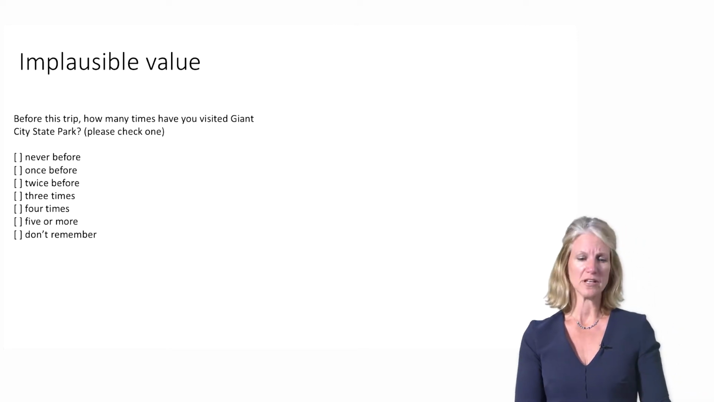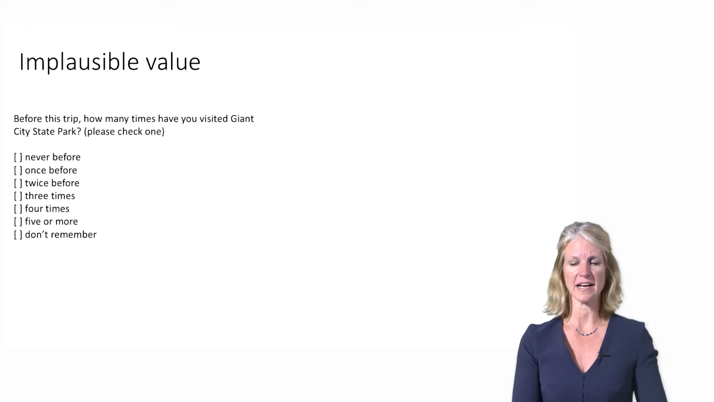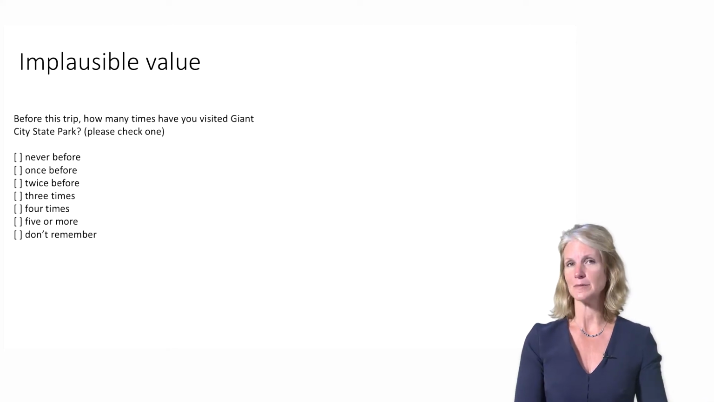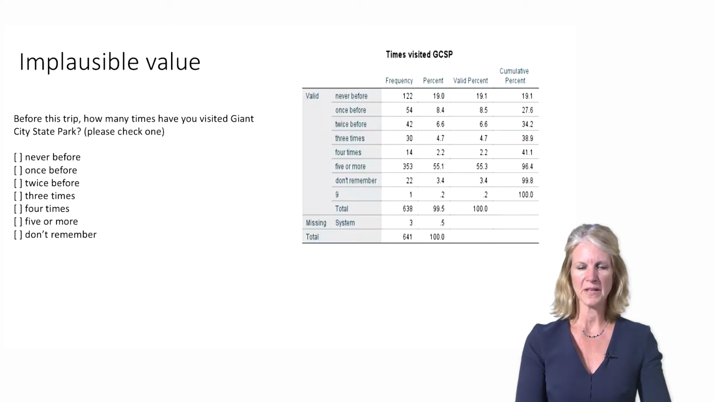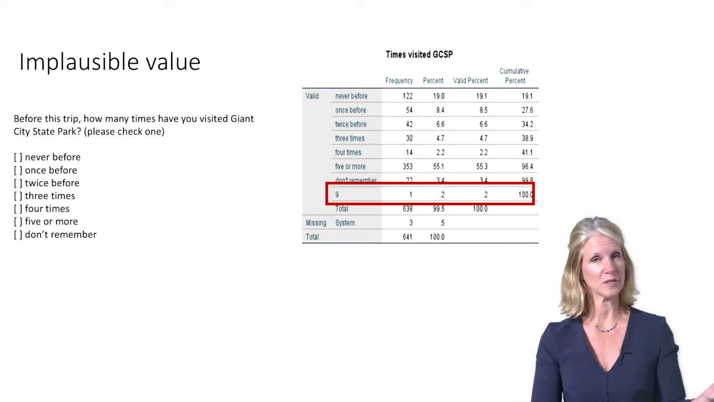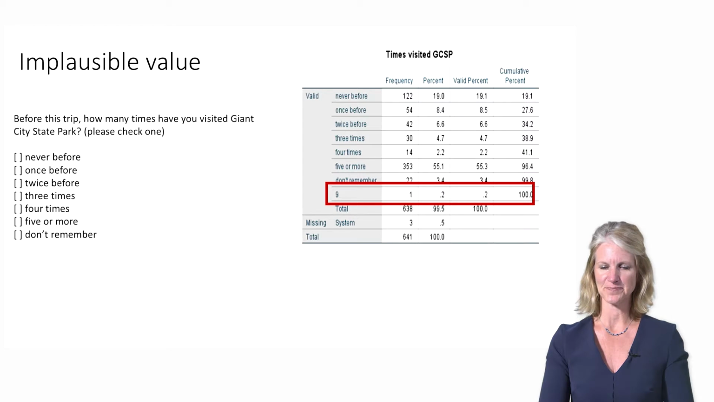Here's an example of an implausible value. This is the question that asks respondents to choose one response in terms of how many times they have visited the area before. And here are the descriptives we ran on that variable. Do you see anything amiss? When the descriptives were run, a 9 came up. 9 is not among the possible responses. So what do we do? It's time to correct the data.